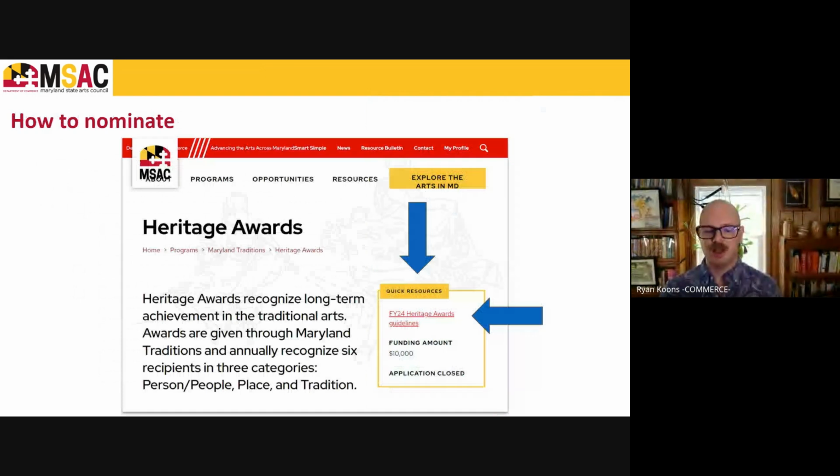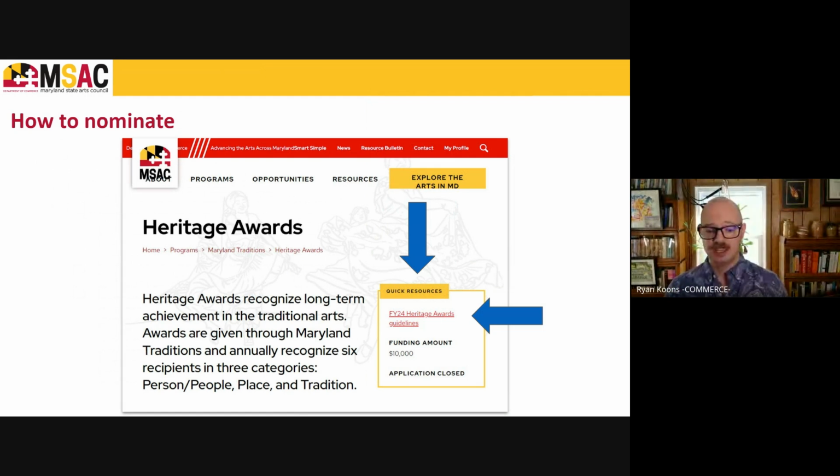To make the actual nomination, we recommend that you begin with the grant guidelines. This particular screenshot is of the Heritage Awards program page, which you can find on msac.org. You can see here the menu route that will get you there: homepage, programs, Maryland Traditions, Heritage Award. And you'll see the two blue arrows on the slide here. The upper one points to the yellow quick resources box. You will find this box on every single program page on our website.